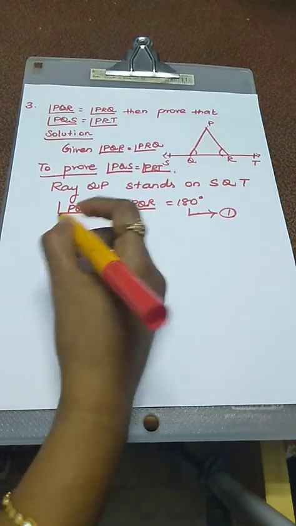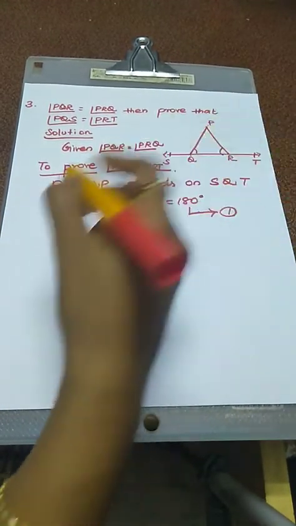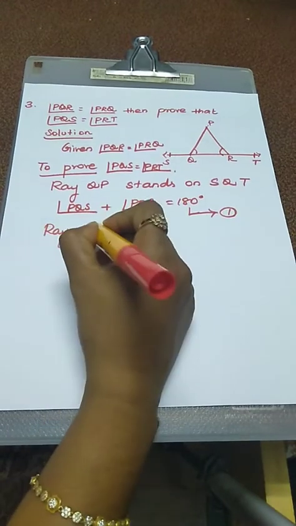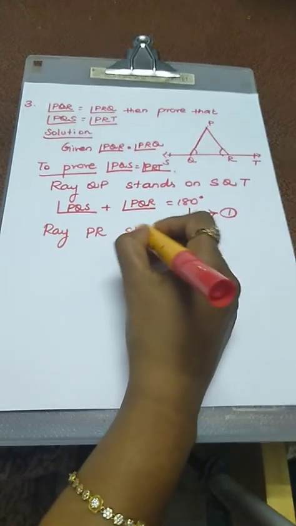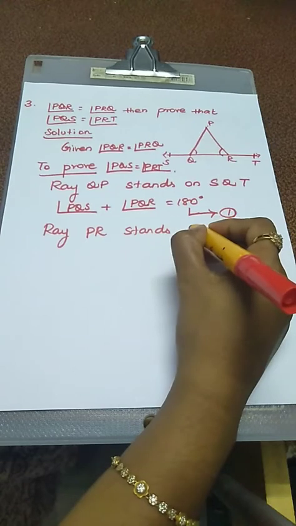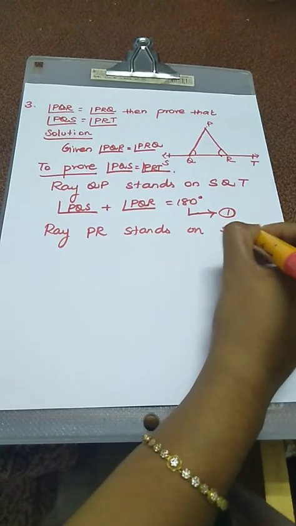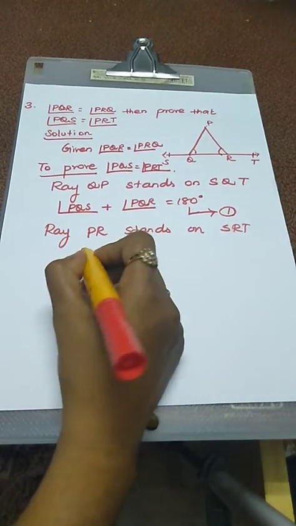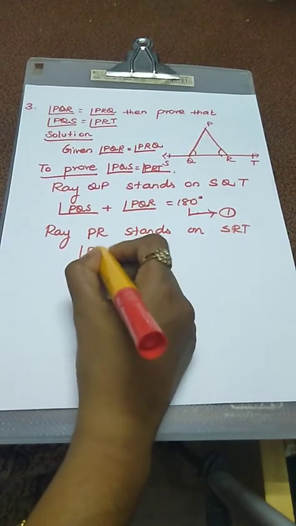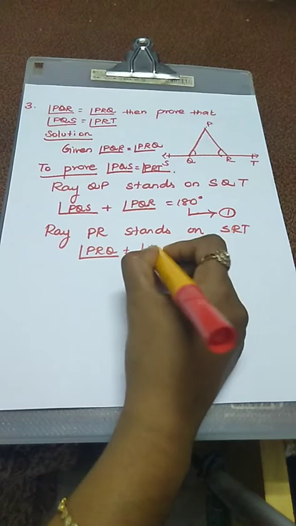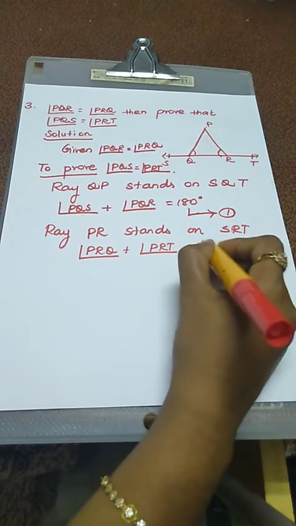Next, we have to take the second ray, that is PR. Ray PR stands on a straight line. Which straight line? That is SRT. Now we have to write angle PRQ plus angle PRT is equal to 180 degree.